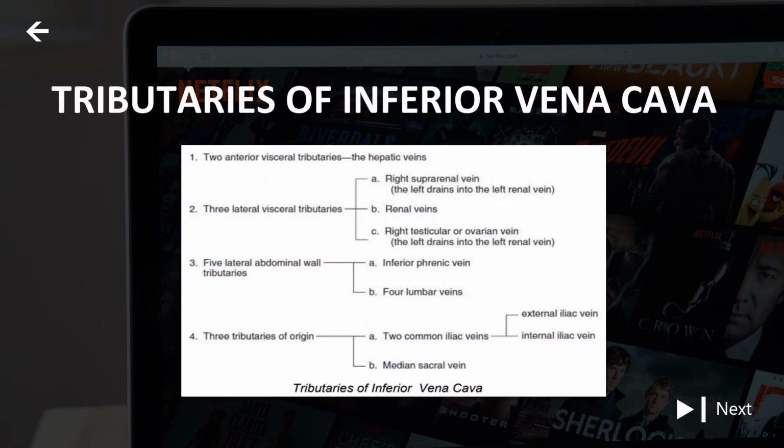Tributaries of the inferior vena cava include: first, the two anterior visceral tributaries, which are the hepatic veins. Second is the three lateral visceral tributaries, which are the right suprarenal vein, renal veins, and the right testicular or ovarian veins. Third is the five lateral abdominal wall tributaries, which are the inferior phrenic vein and the four lumbar veins. And lastly is the three tributaries of origin, which are the two common iliac veins and the median sacral vein.